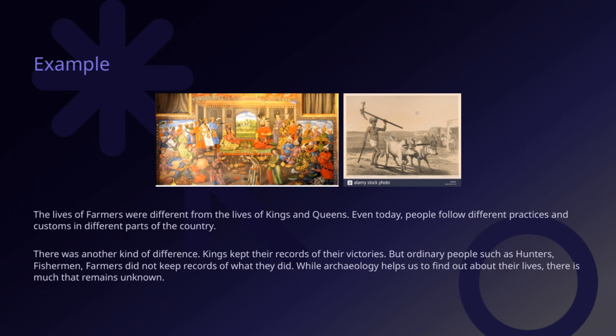The lives of farmers, in particular, were quite different from those of kings and queens. Even today, we see this diversity reflected in the different practices and customs across various regions of the country. These differences highlight how varied human experiences are, depending on time, place, and social roles. So, in understanding history, it's important to recognize the gaps left by the lack of written records from ordinary people, and how archaeology plays a crucial role in filling those gaps. This all ties back to the overall theme that history is a complex story shaped by many different kinds of evidence.